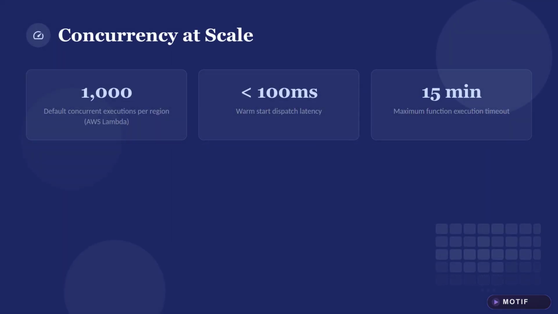AWS Lambda supports up to 1,000 concurrent executions per region by default, with quota increases available into the hundreds of thousands. Provisioned concurrency can pre-warm a defined number of instances, eliminating cold starts for predictable traffic patterns. These numeric controls give engineering teams precise leverage over cost, latency, and throughput.